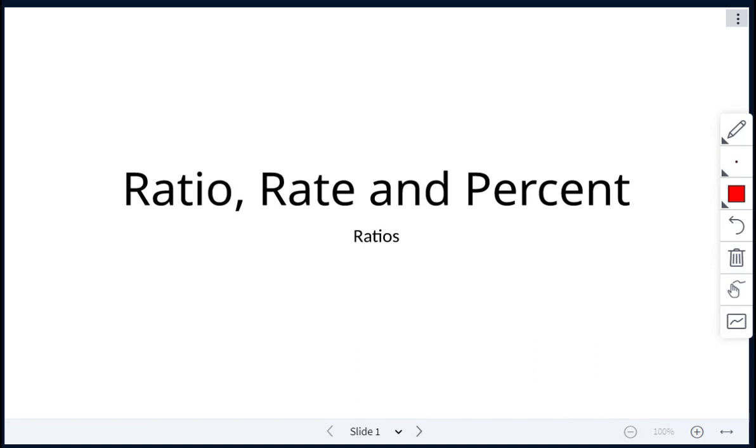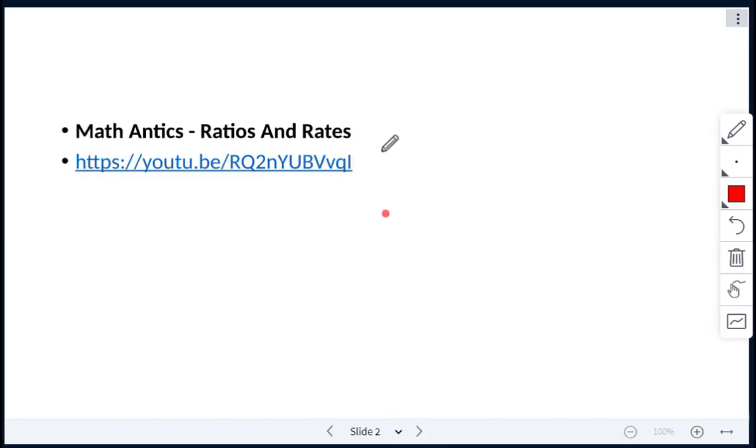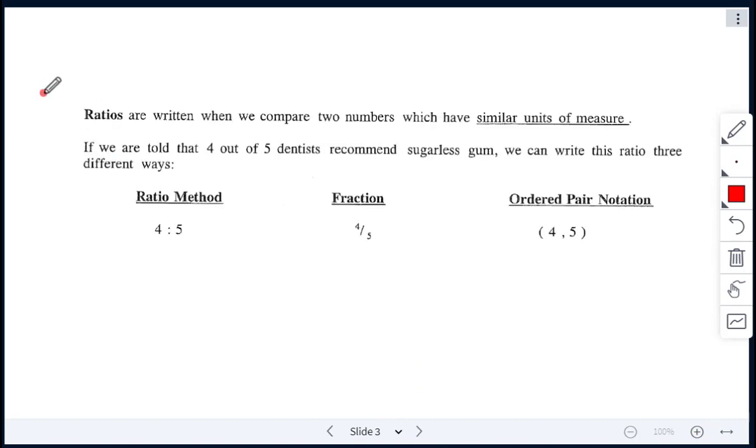All right, so today's class we're looking at ratio. Well, the unit is ratio, rate, and percent. Today we're looking at ratios. So we just started by watching this video here, the Math Antics video on ratios and rates. All right, so just to review that, we can write ratios as a comparison.